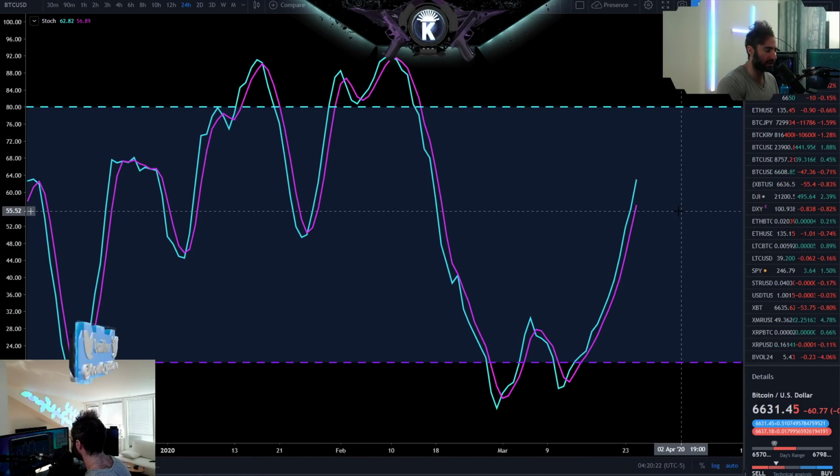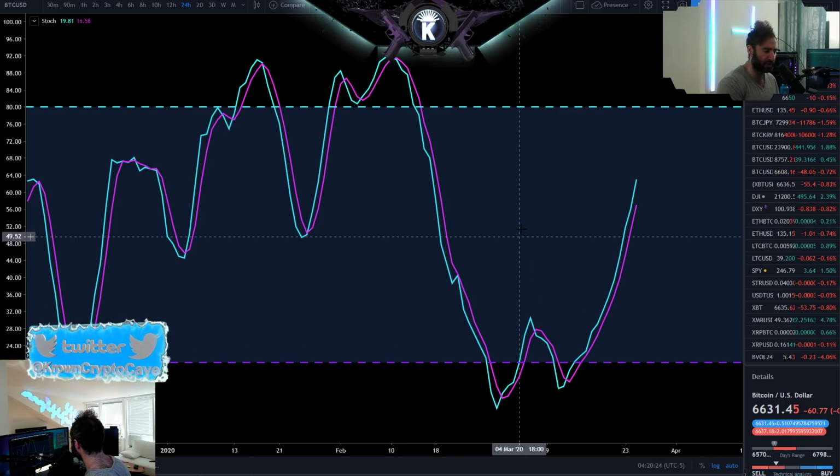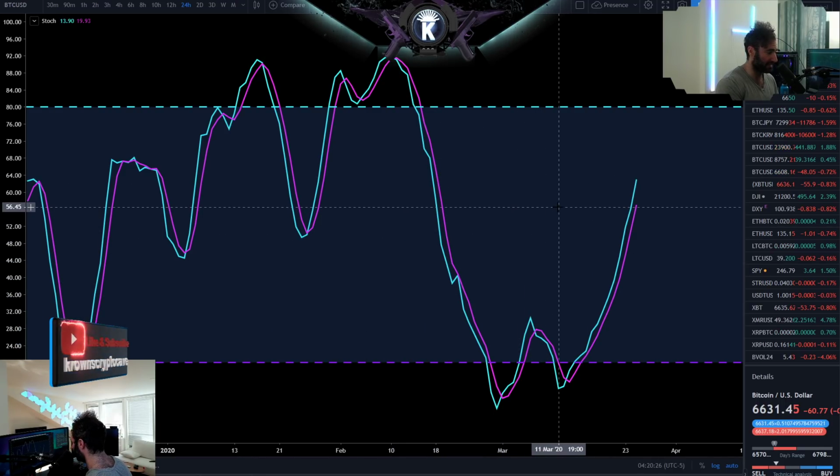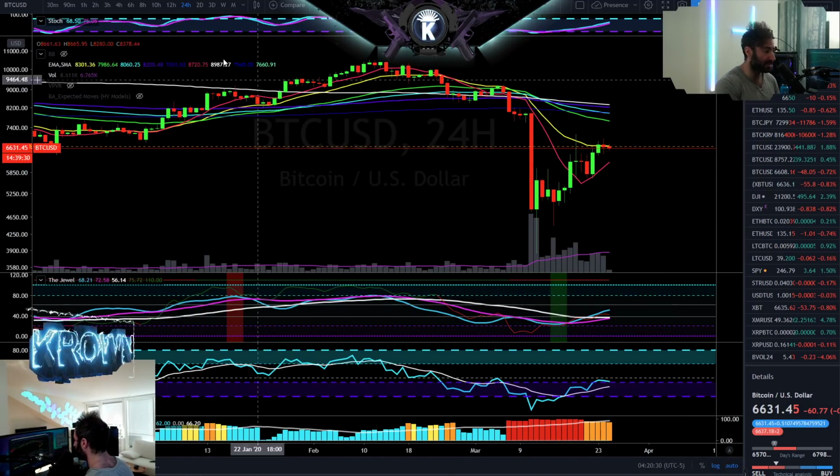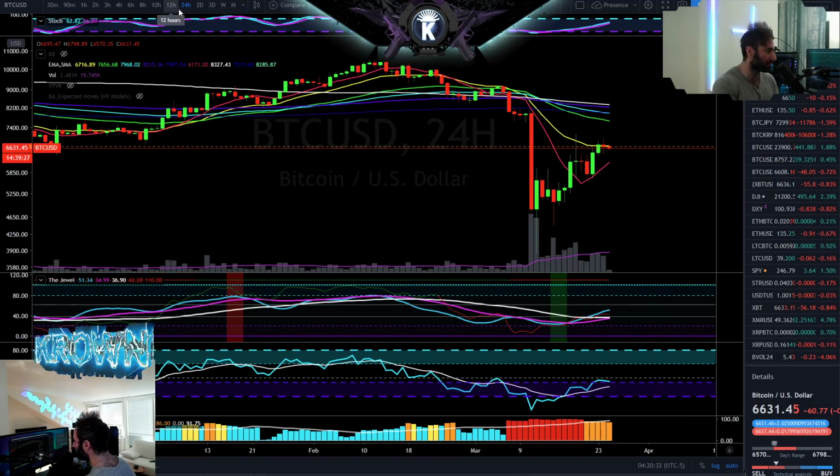Daily Stochastics are pointed directly north, very erect. Going to be testing the edge of the bullish control zone today, and going to have a chance to close inside of it today as well. So I do like that. Another point on the side of the bulls' court.